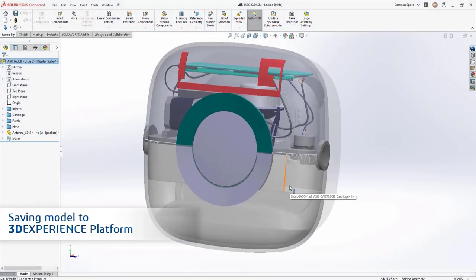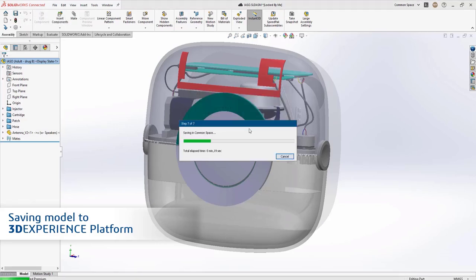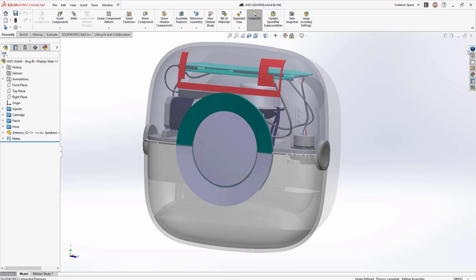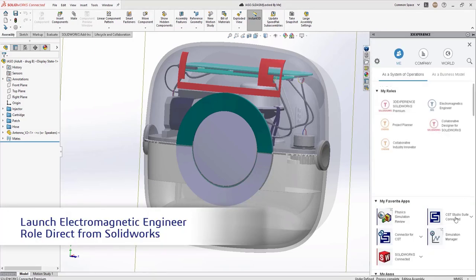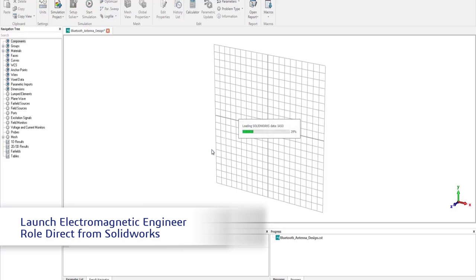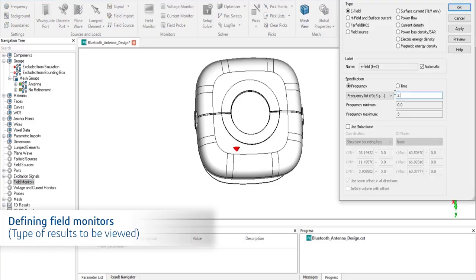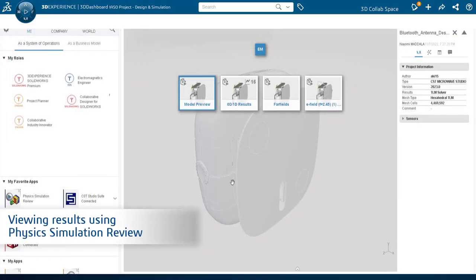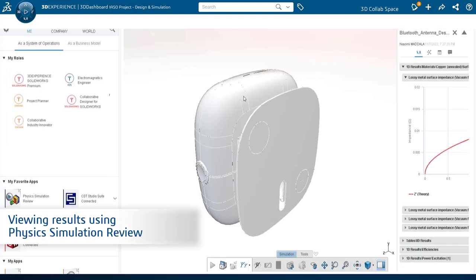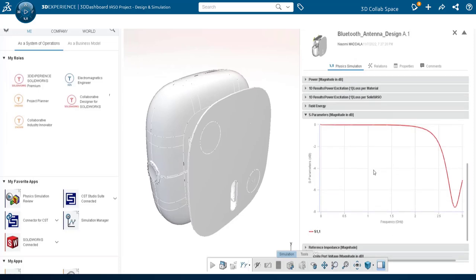The IASO is a connected device that provides information on its status, the amount of drug delivered, its charge level, and many other pieces of information. The device relies on a Bluetooth antenna to transmit this information to an app running on a smartphone. Based on industry-leading CST technology, the electromagnetics engineer role provides high-performance 3D electromagnetic simulation for designing, analyzing, and optimizing electromagnetic components and systems on the 3DEXPERIENCE cloud.